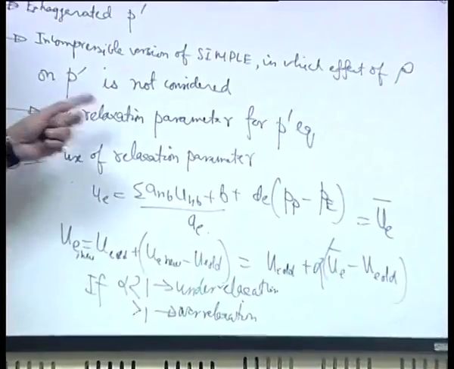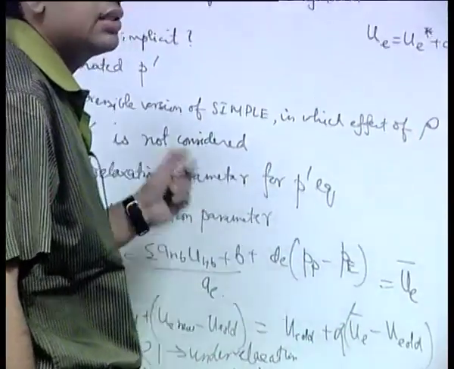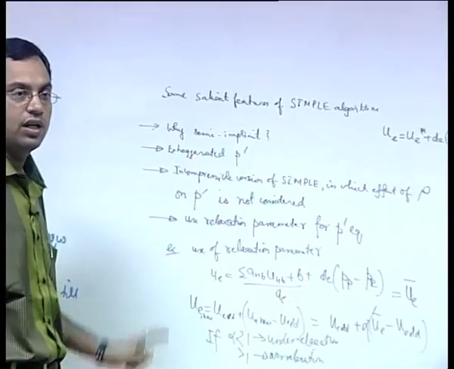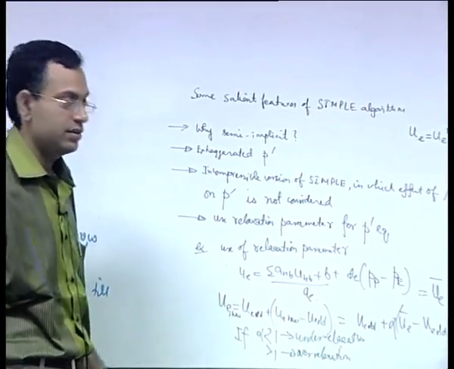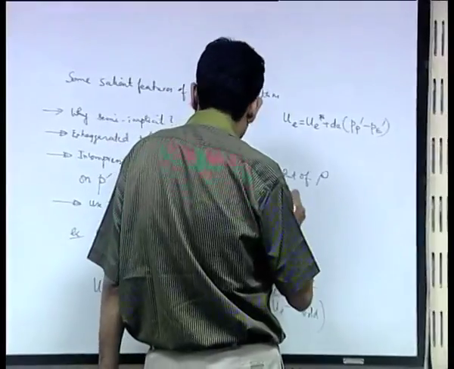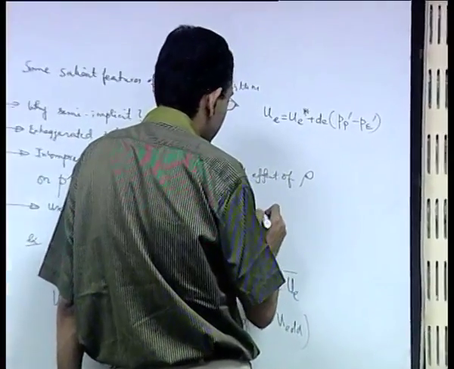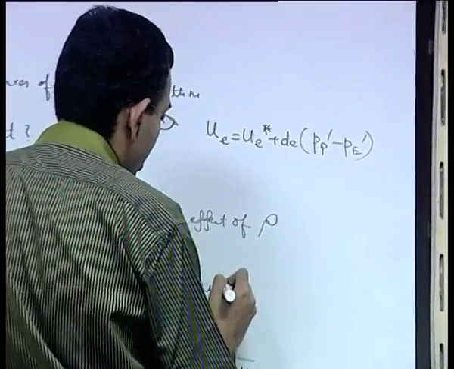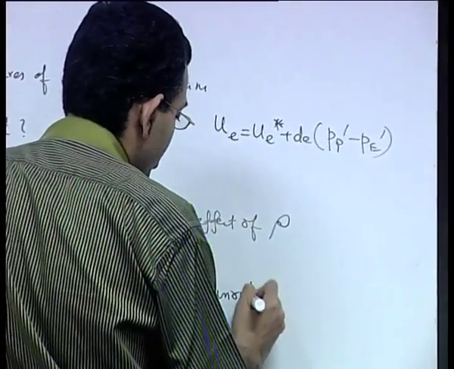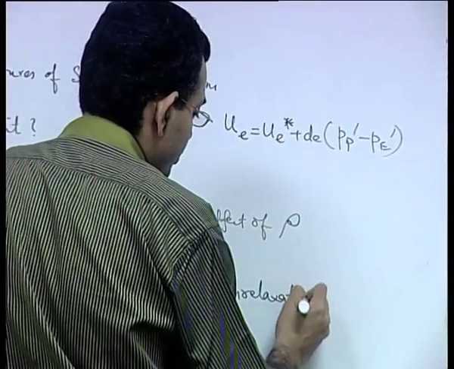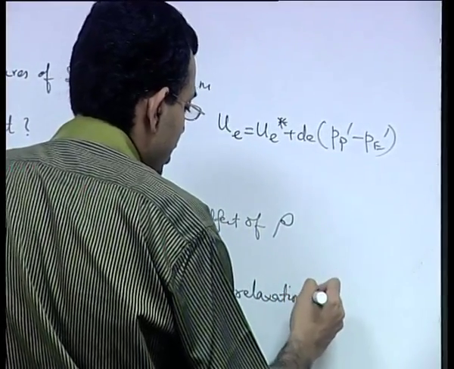So, in case of the pressure correction equation, what type of relaxation you want to use, under relaxation or over relaxation? Under relaxation. So, when we say use relaxation parameter for the pressure correction equation, we may amplify a bit more and say that it is an under relaxation parameter.